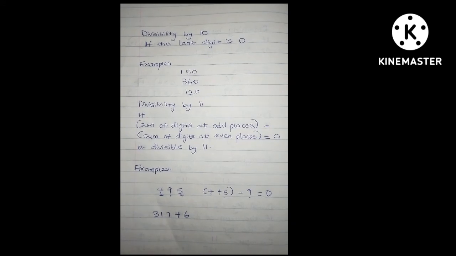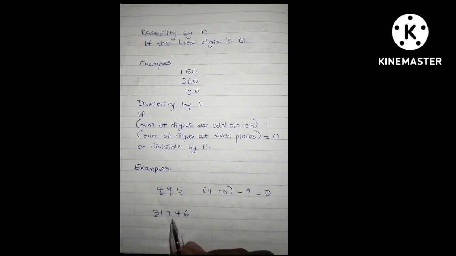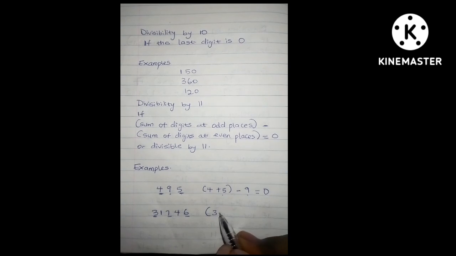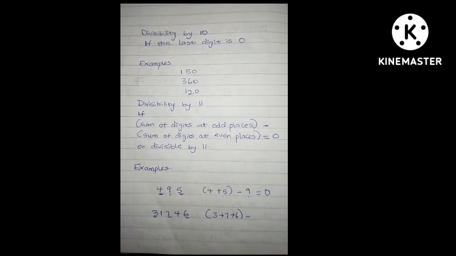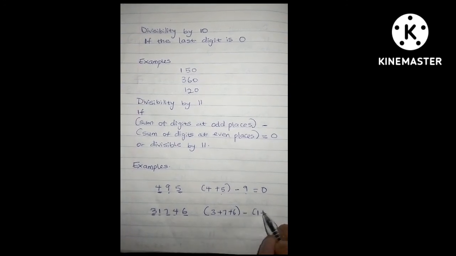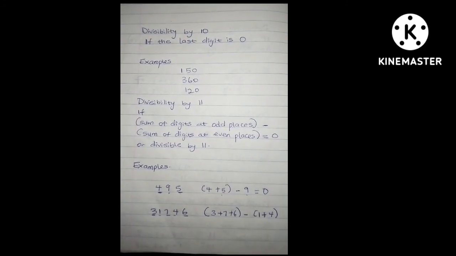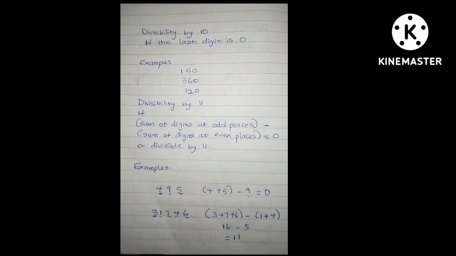Alright, the next number here. The numbers at the odd places, we have 3, 7, and 6. So 3 plus 7 plus 6 is 16. Subtracting the numbers at the even places, which are 1 and 4, 1 plus 4 is going to give us 5. 16 subtracting 5 is equal to 11. So that's to say 31,746 is divisible by 11.